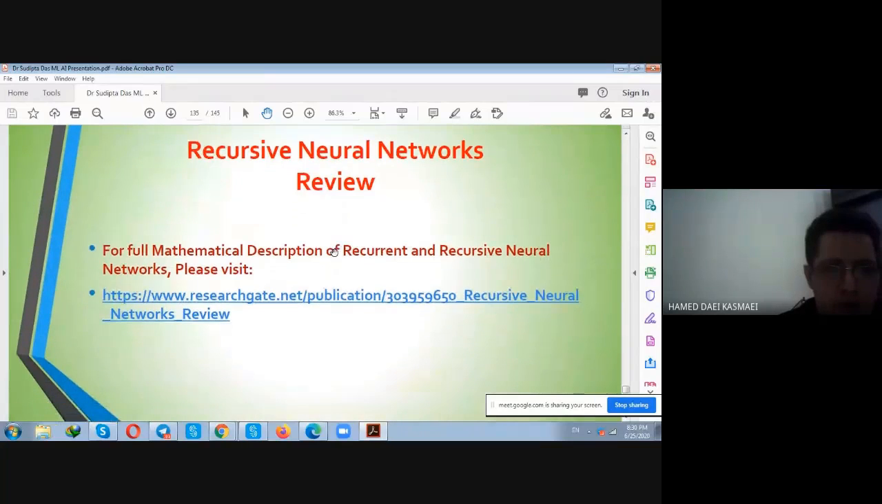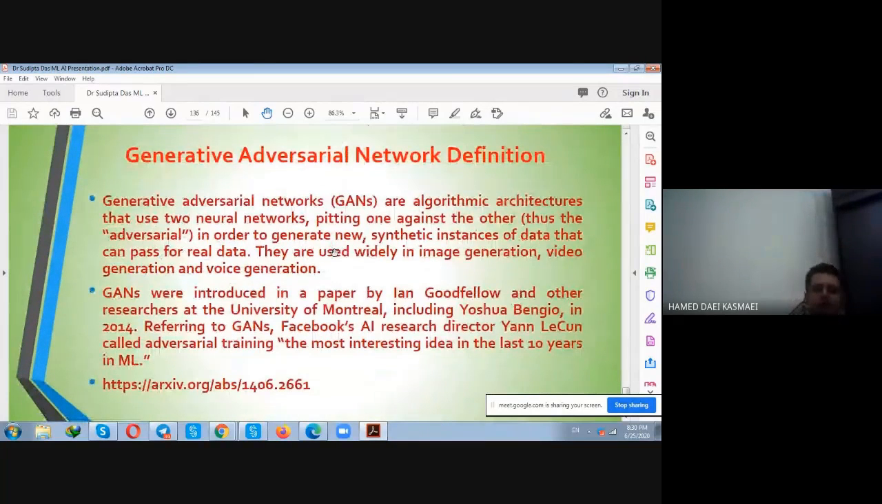And about the generative adversarial network, whose definition was presented in a 2016 seminar, it is a really new hot topic of neural networks that you need to know. Generative adversarial networks, or GANs, are an algorithmic architecture that uses two neural networks, pitting one against the other, thus the adversarial, in order to generate new synthetic instances of data that can pass for real data. They are used widely in image generation, video generation, and voice generation.